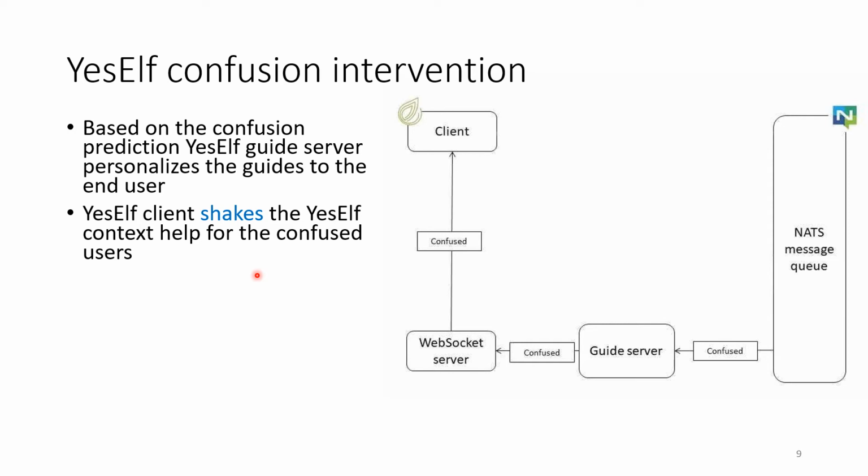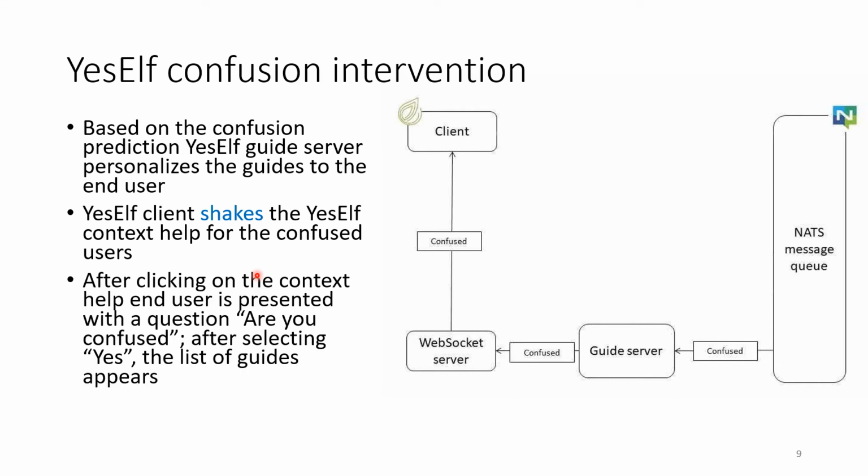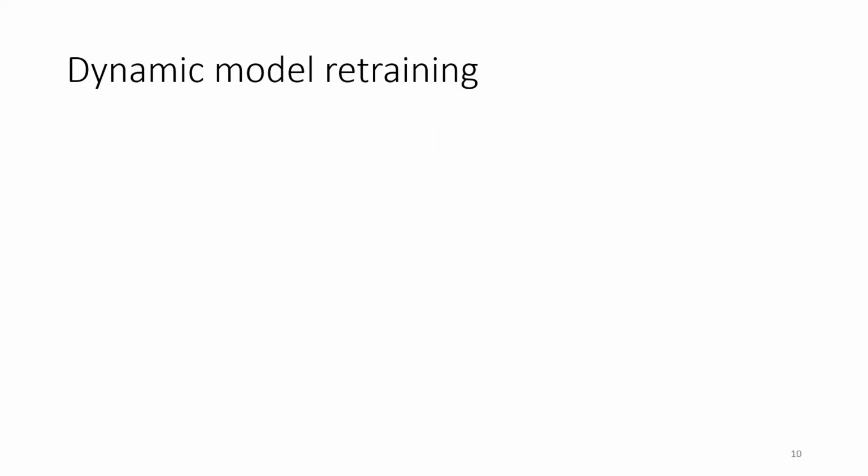whether the user needs help. If the user clicks on the shaking context help, he or she is asked whether he or she is actually confused, and after selecting yes, the list of guides appears, and it is possible to initiate one of the defined guides.